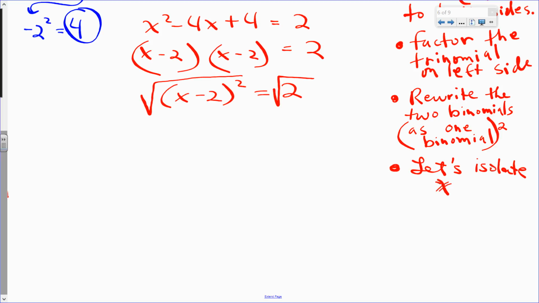We're in business now. Watch what happens. Second power and square rooting cancel each other out. So all I have now on the left side is x minus 2. On the right side, I have positive and negative square root of 2. The reason why I say positive and negative is because when you take a square root, there's actually two numbers that make up that number. Let me explain. We'll write it down for now.